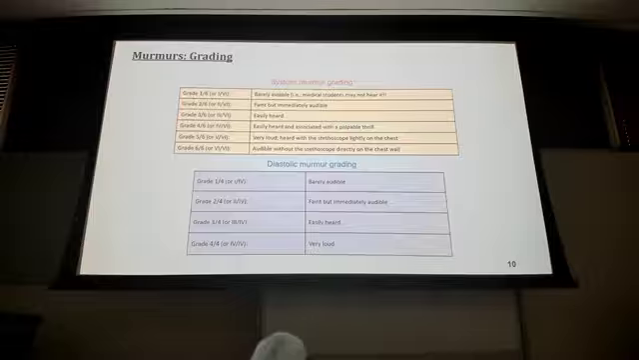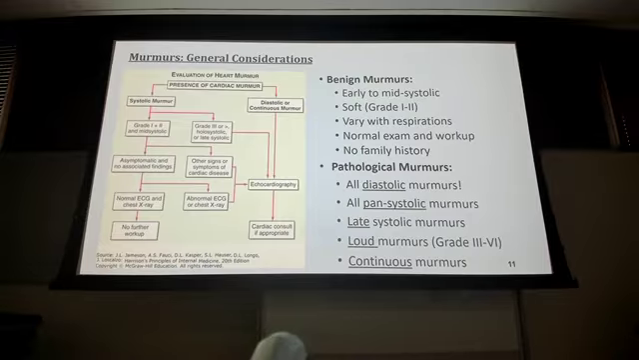And being able to classify these murmurs is important because this flow chart is maybe a little difficult to look at, but ultimately, if you know certain things and you can grade the murmur intensity properly, you can, simply before doing an echo, differentiate benign murmurs versus pathologic murmurs, okay?